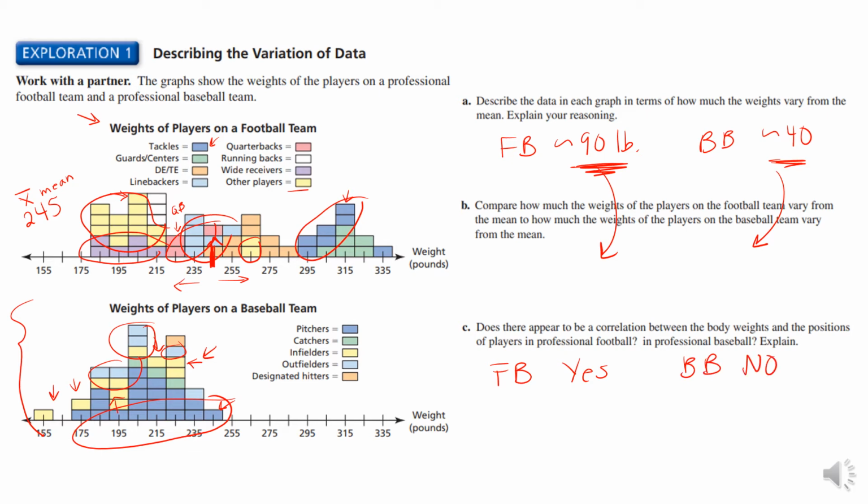The baseball players are more spread out, so there's no correlation. The football players, each position is clustered together, so they are similar weights for the similar positions. So it's just getting you thinking about the different things that you can see in different kinds of data.